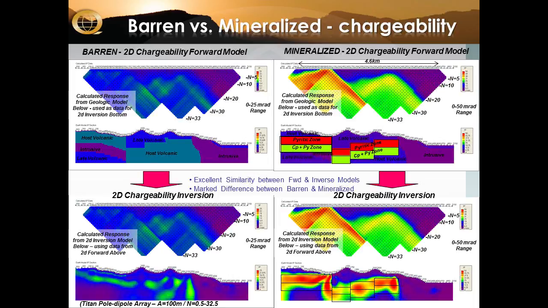So we're going to compare the barren versus the mineralized models. On the left, we have the barren forward and inversion results, and on the right, we have the mineralized forward and inversion results. So we can see a very good similarity between the forward and inverse models in both cases, but there is a marked difference between the barren and mineralized modeling that was completed. So it gave great confidence in the ability of the system to achieve what they wanted to achieve.